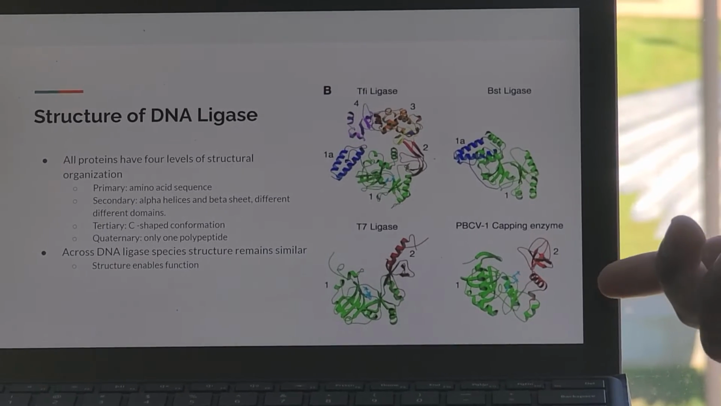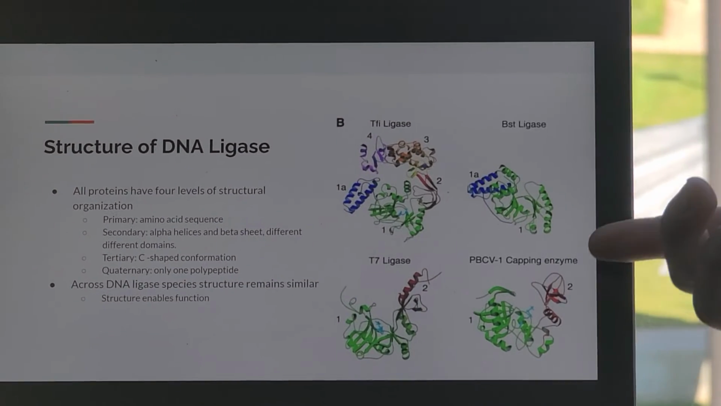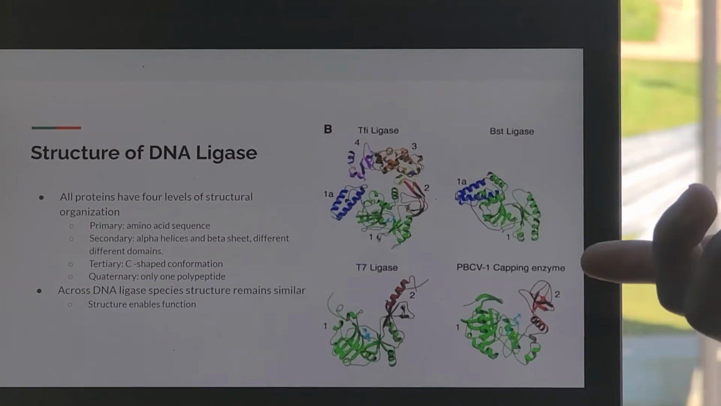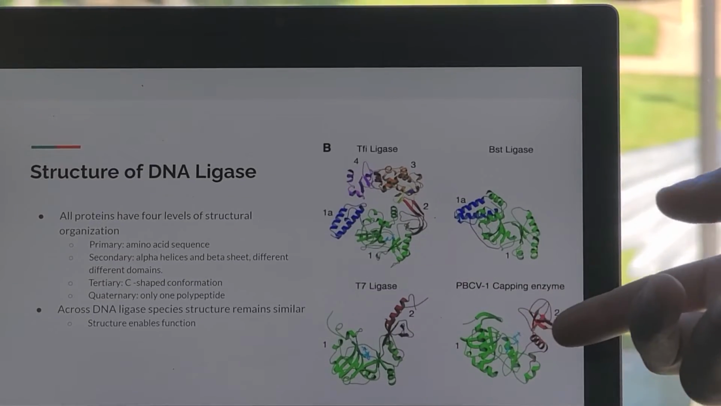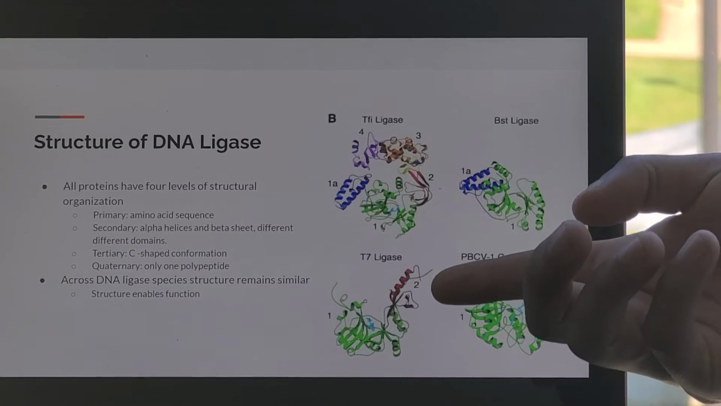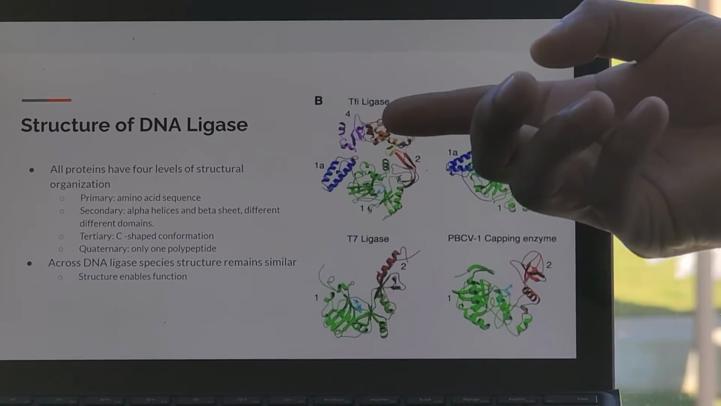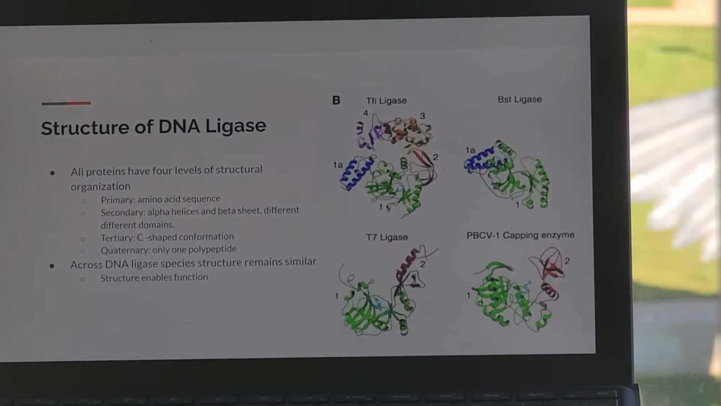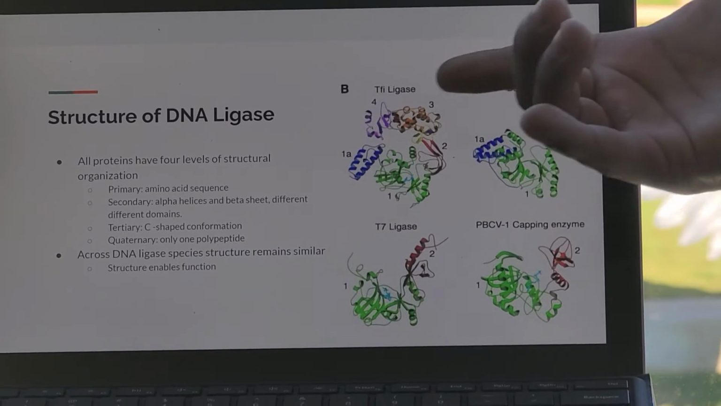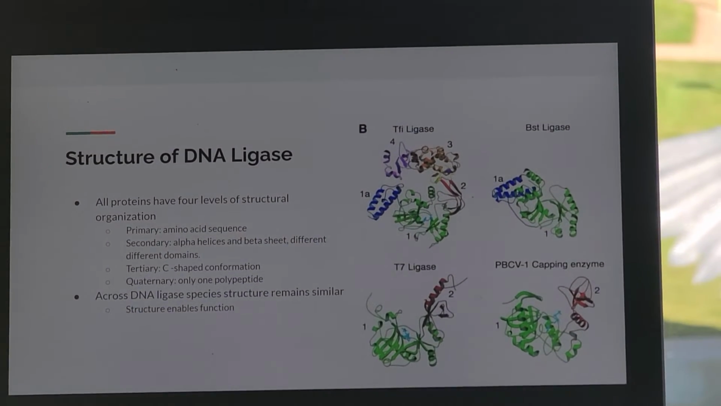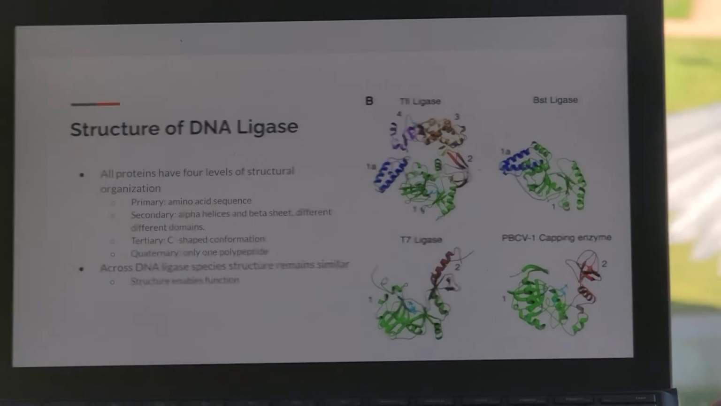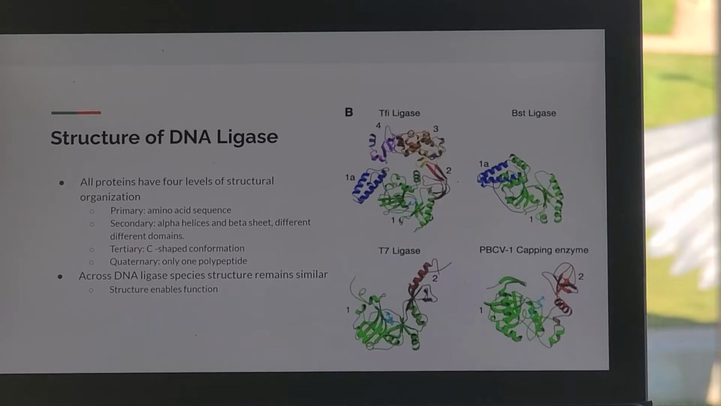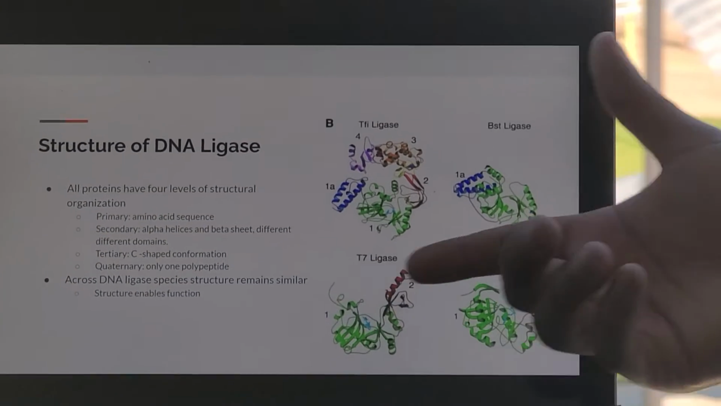Its secondary level of organization is alpha helices and beta sheets. As you can see here, there are mostly alpha helices, but it does have beta sheets, though not as many as alpha helices. Some DNA ligases can have 2 domains, while others can have up to 4 or 5 domains. These are 4 different types of DNA ligase, but they're still very similar in their conformations, even though they're for completely different organisms.